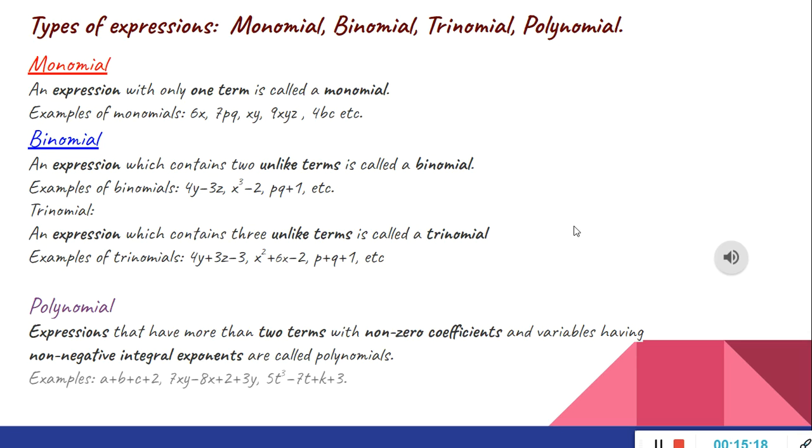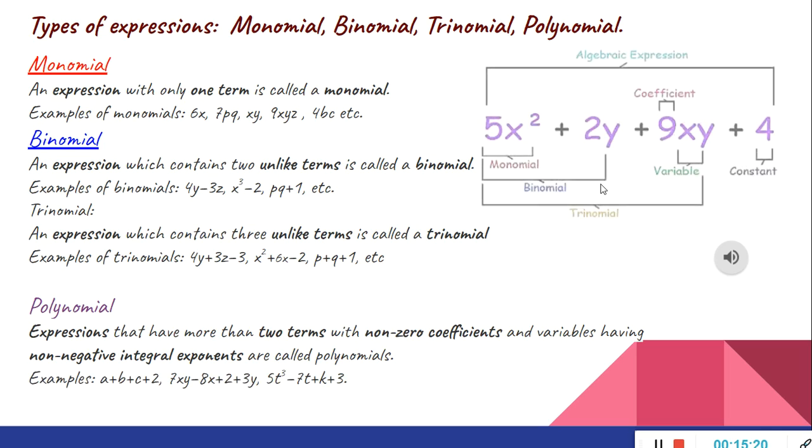Here you can see one expression is given: 5x square plus 2y plus 9xy plus 4. If only 5x square is there, then it's a monomial. If 5x square plus 2y, then it's a binomial. 5x square plus 2y plus 9xy, then it is a trinomial. If all together, 5x square plus 2y plus 9xy plus 4, that is called a polynomial, or totally it is called an algebraic expression.